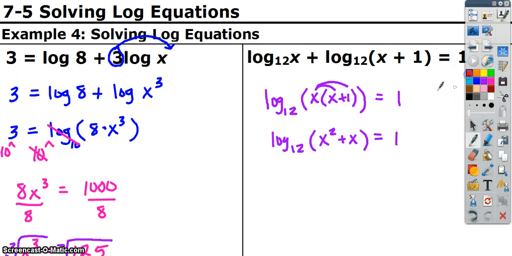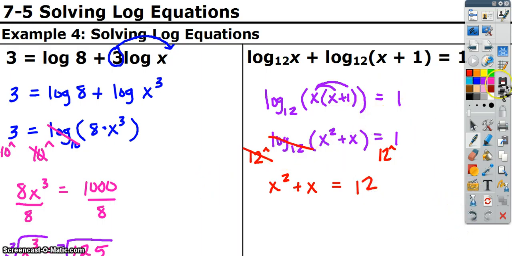All right, to get rid of the log now, I need to raise it as a power of 12, because that's the same base. So this side needs to be raised to a power of 12. This and the log will cancel, giving me x squared plus x, and then 12 to the first power is 12.